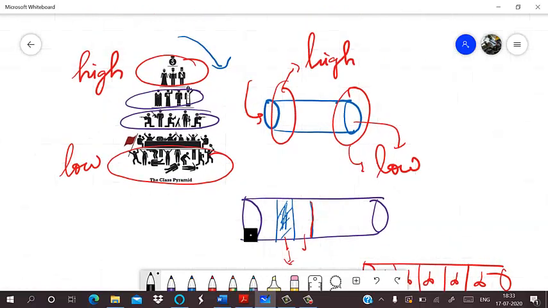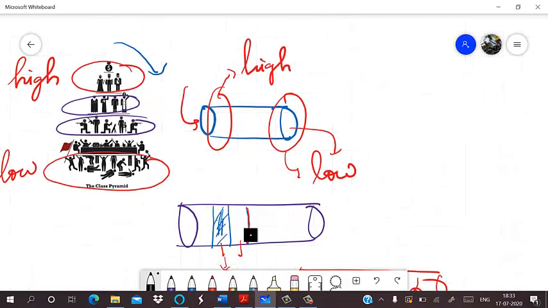Similarly, if I had a cartoon for communism, it would be like all people staying together like this. It's just a single whole lot of things where people live together. There is only one sect.